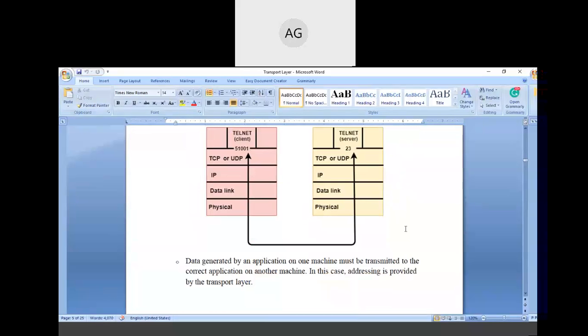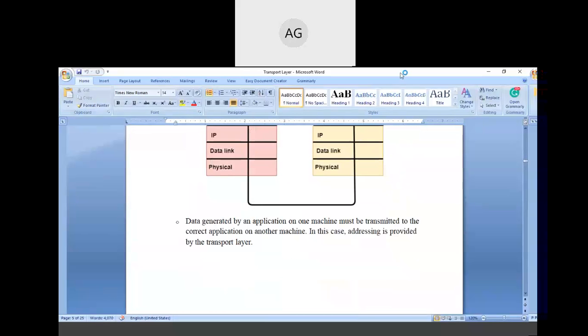The next point is data gathered by an application on one machine must be transmitted to the correct application on another machine. This we already discussed in the addressing services of the transport layer. In this case, addressing is provided by the transport layer.